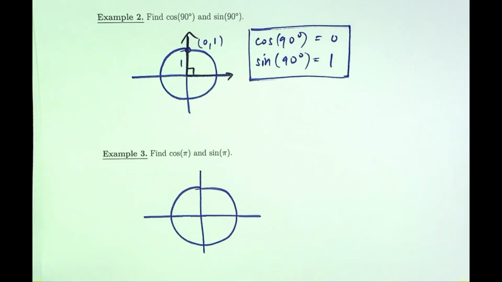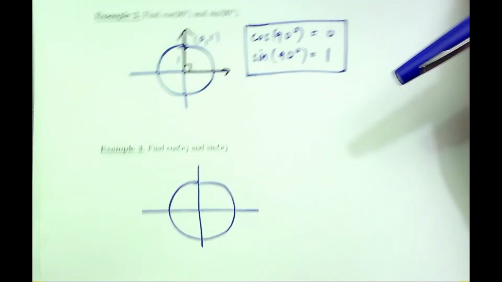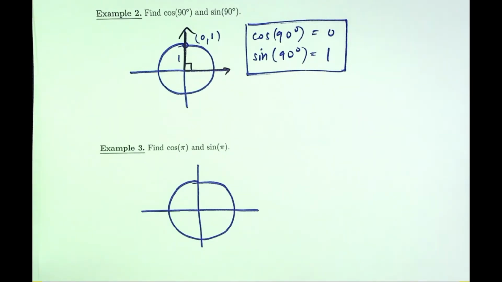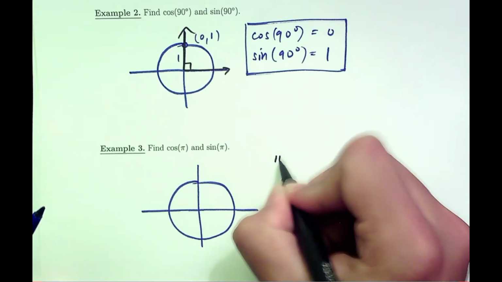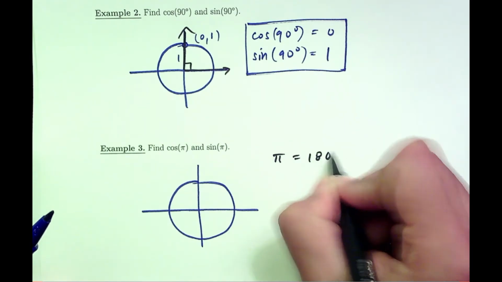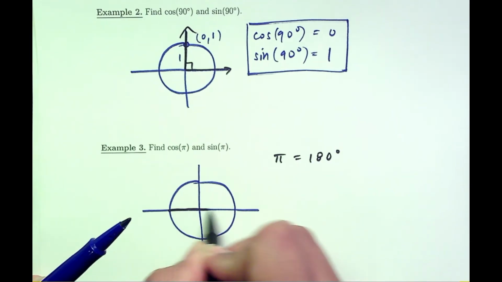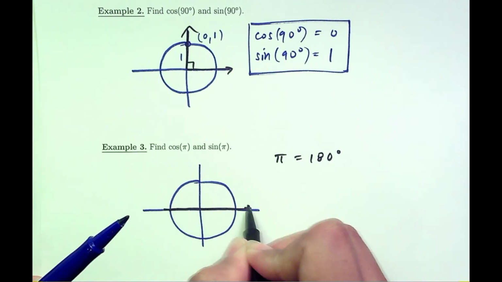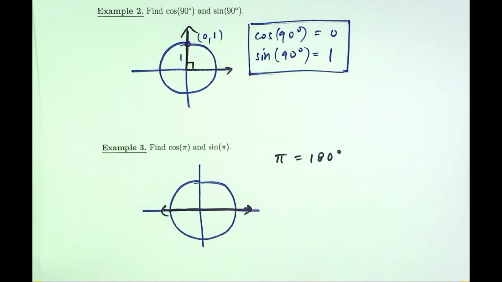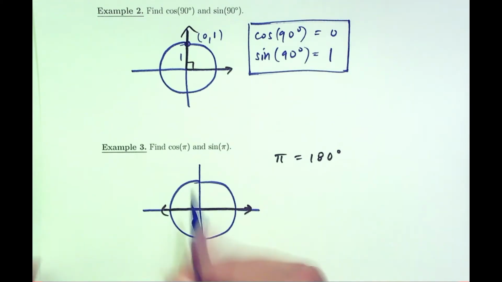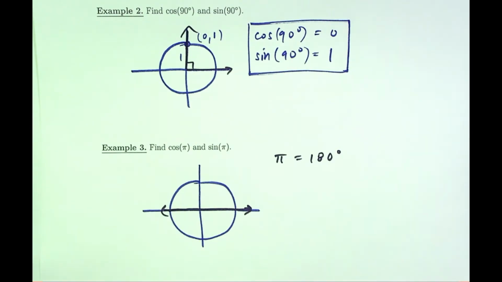Pause the video and try it. So here's the answer. We're going to draw the angle pi. Well, pi is the same as 180 degrees. Pi radians is the same as 180 degrees. So that's this flat angle right here. It's just a flat angle, 180 degrees. So now this is the terminal side of that angle, this one right here.